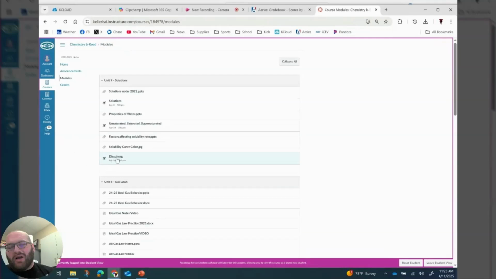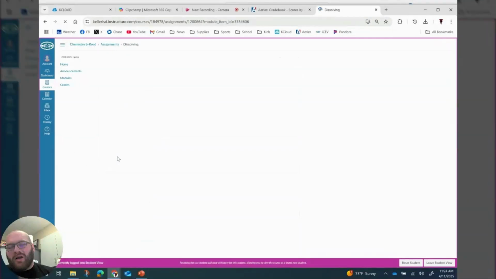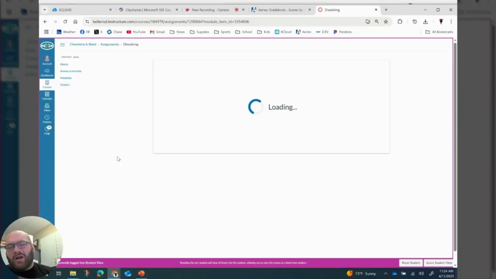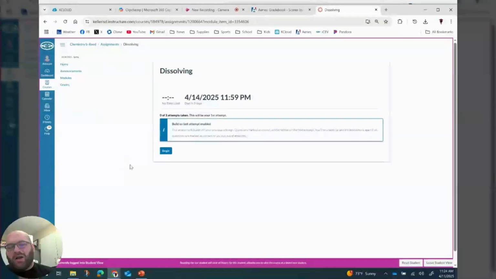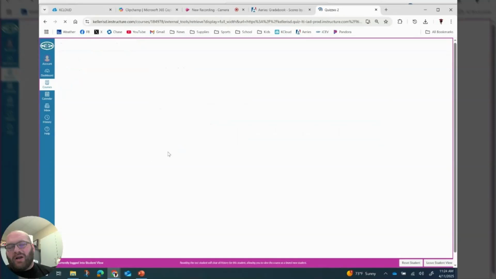The other one is this one called dissolving. And this one takes into account the PowerPoint that we just went over, all the factors affecting solubility. Same parameters for all of this. But you'll just be asked questions in a bunch of different ways of how you could increase or decrease solubility of whatever it's asking about.